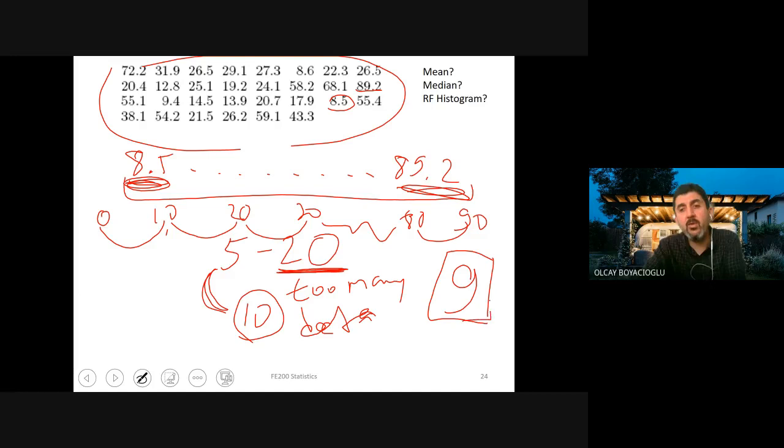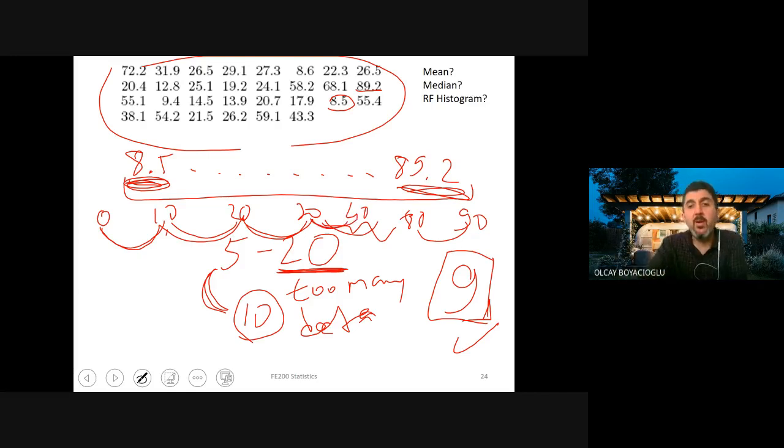Is 9 a good number? Yes, I would say it's a good number. And it's also quite logical. Look, they are all even numbers, like 10, 20, 30, 40. So the boundaries of the classes are logical numbers.